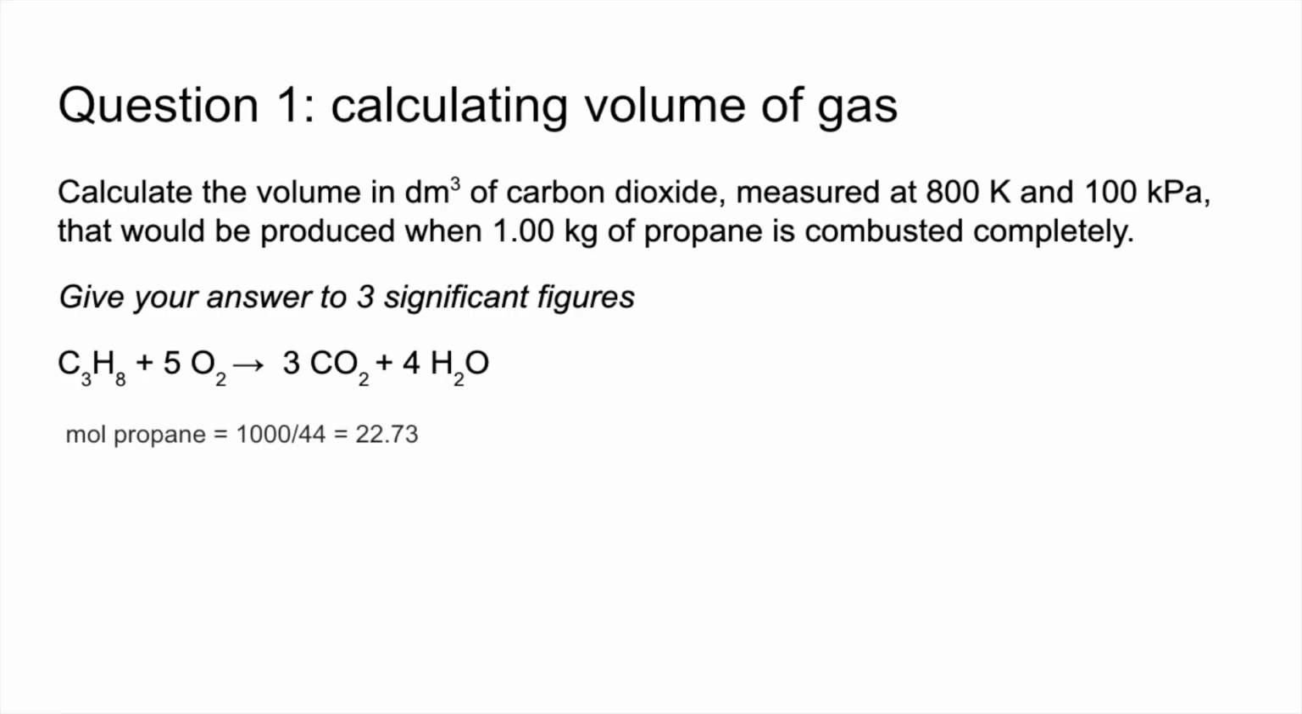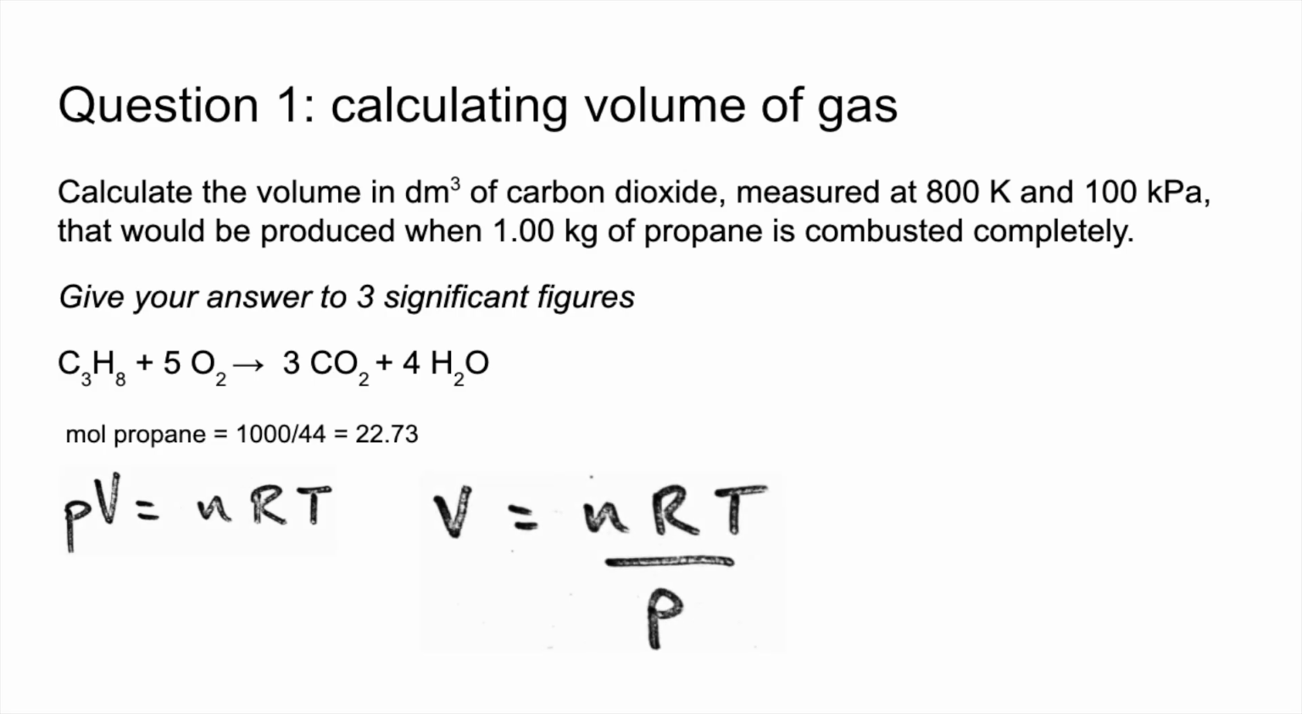So the first thing I've done is worked out the moles of propane. Just be careful, it's a kilo of propane, but we need to use grams to work out moles. So 1000 grams over the Mr of propane, which is 44, gives us 22.73 moles. Ideal gas equation, and then rearrange for V, and then we'll put the numbers in. For n, got to be careful here because we want to know the moles of carbon dioxide that's going to be formed. So it's a 1:3 ratio, so that might catch some people out there.